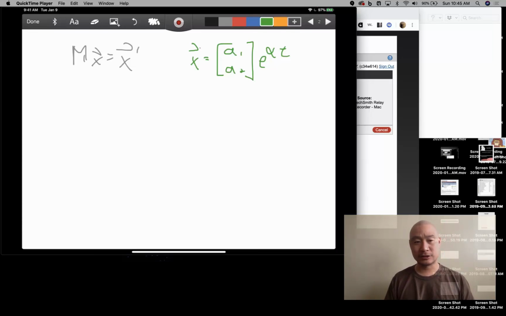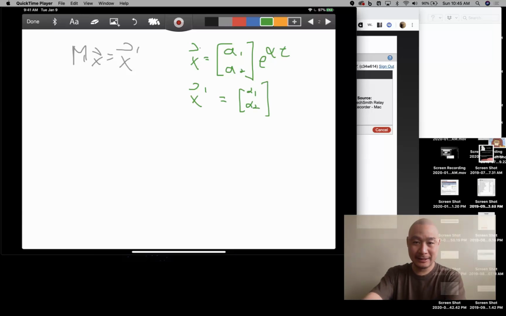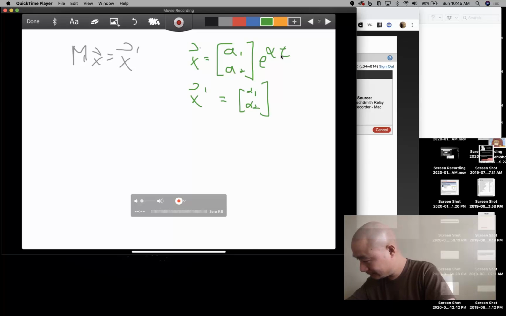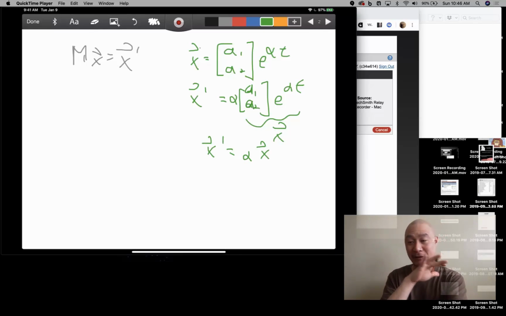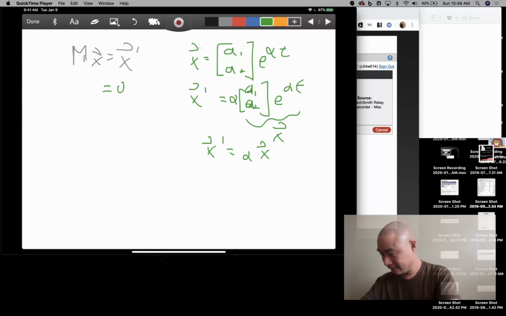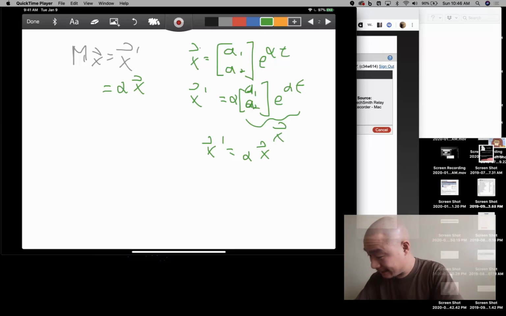Yeah, that would be great. What's so great about that? Then we would get that x prime would be equal to alpha a1, alpha a2, and when we differentiate this, the chain rule kicks out an alpha, and then we would get e to the alpha t. This is vec x, so we would just get alpha vec x is equal to vec x prime. If we assume that this would be the case, then we would get Mx is equal to alpha vec x. And what that is telling us is that alpha is an eigenvalue.